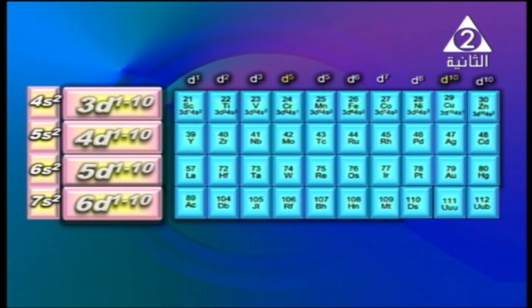And my dear student, remember that the 4f sublevel is found between 6s and 5d, and is filled after filling the 5d1, then the f sublevel is completed, and then we continue filling the d sublevel. And also in the last period, 7s2 and 6d1 till 10, here the 5f sublevel is filled after 6d1, and then 5f is completed, then d continues filling till 10 electrons.